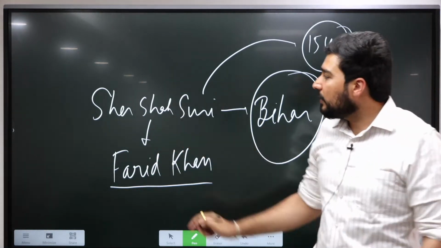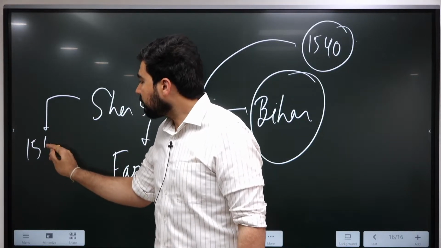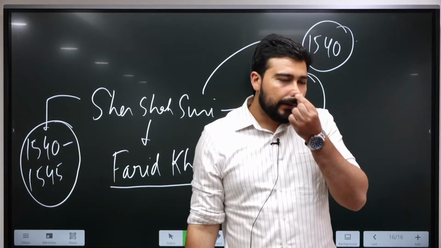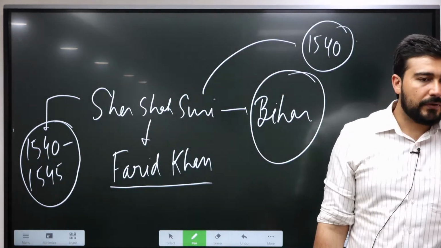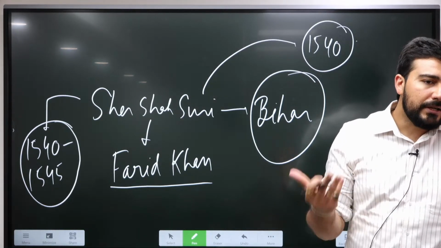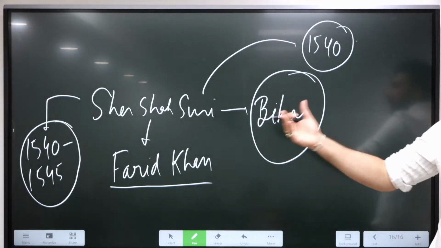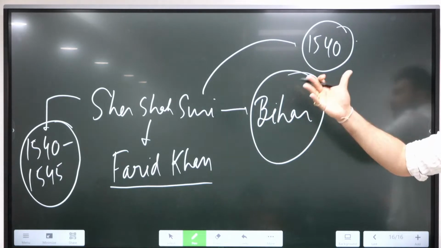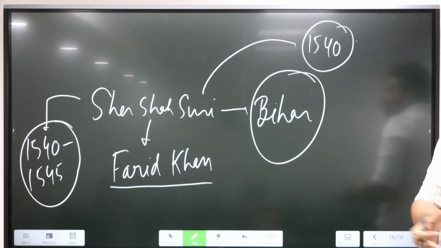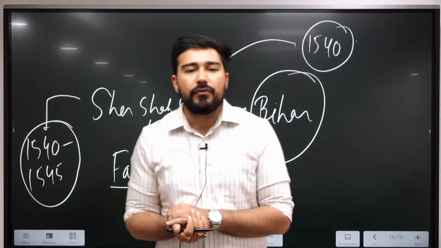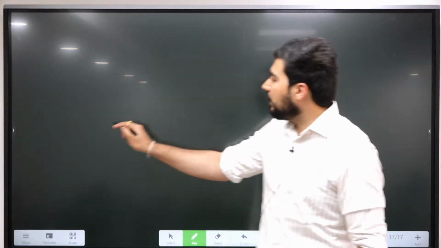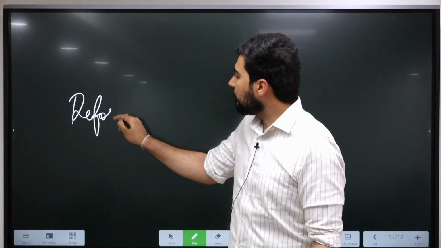So Shershah Suri ruled for only 5 years, 1540 to 1545. He died when he was at the siege of Kalinjar, one of the famous forts, where because of an untimely strike of one of the granite, he eventually died. But he is famous in history for so many things. He is often considered the administrative father of Akbar. Let us try to understand the reforms which were done by him.